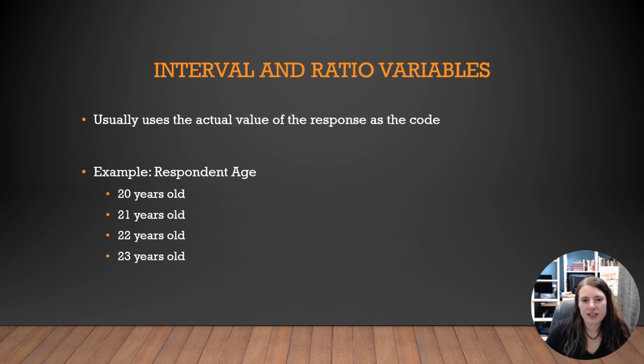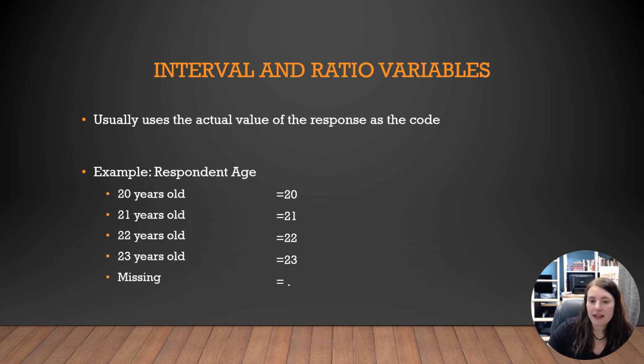Now let's turn our attention to interval and ratio level variables. These are a little different because the respondent has already provided a value to the question, so we don't need to create a placeholder. In this example, respondents were asked to select their specific age with options of 20 years old, 21 years old, 22, and 23 years old. All we have to do is remove the units, years old, and we have our coding values: 20, 21, 22, and 23. We also can't forget to add in the missing values so that if our respondent skips the question, we still have a way to code their answer. And now we've completed our coding system. Easy, right?